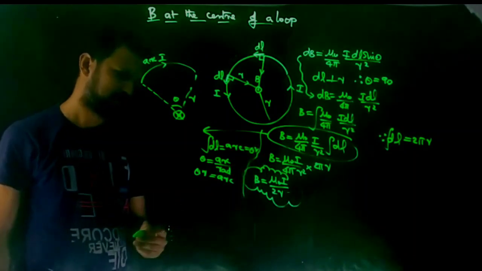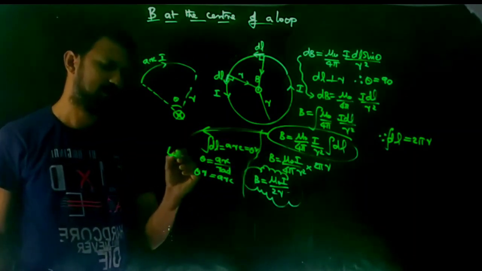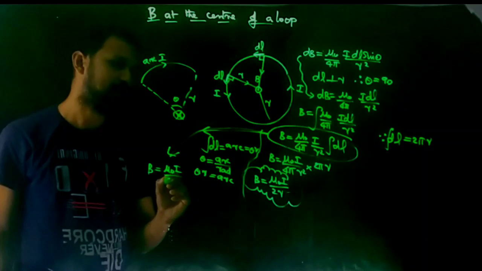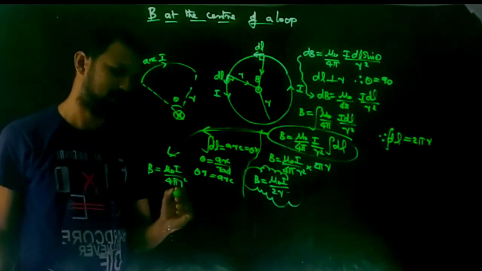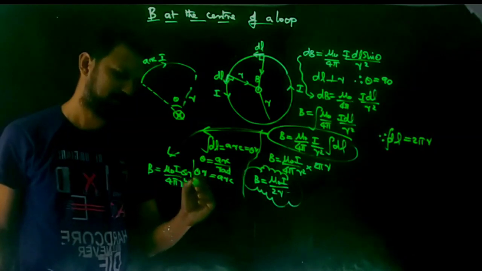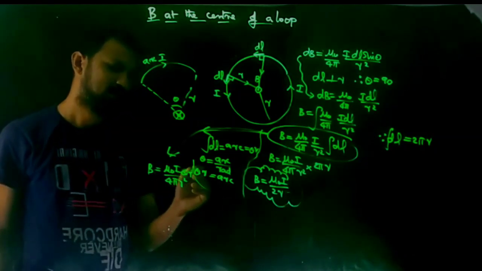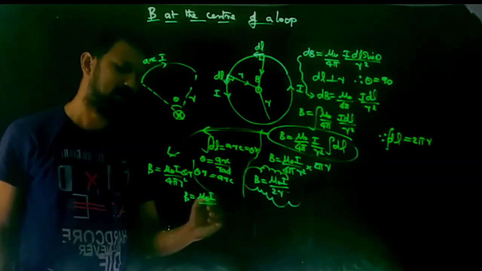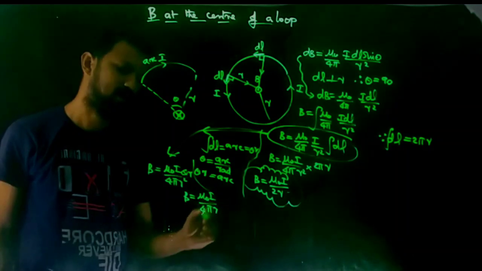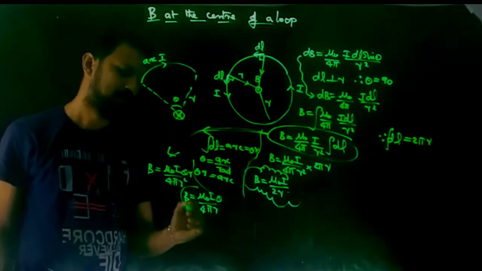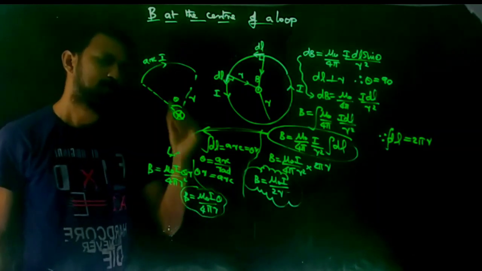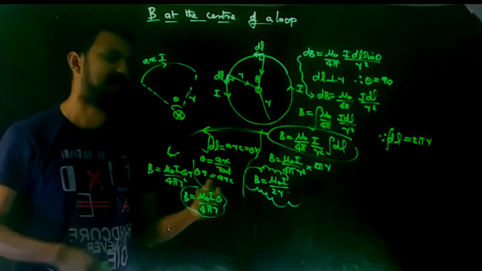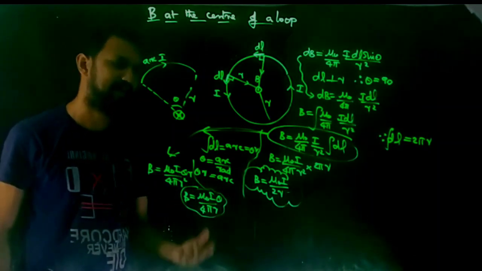Therefore, this equation can be rewritten as B is equal to mu 0 I divided by 4 pi r square into theta r. This r and r square will get cancelled, so B is equal to mu 0 I divided by 4 pi r into theta. This is the formula that we have to use for an arc of angle theta. It's important that you substitute the angle in its correct SI unit, that is radian. Hope you have understood this.